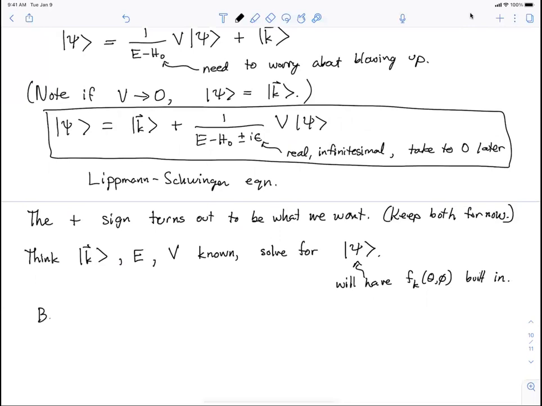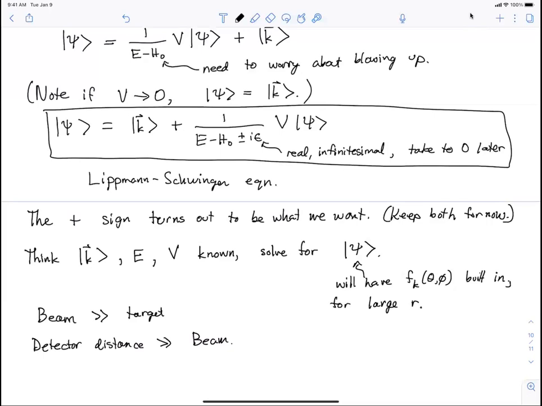Let me write this down. Beam size, much, much larger than target, but the detector distance is much, much larger than the beam. Okay, and that's why we're allowed to look at large R. And so when I say the scattering amplitude is built in, that is really at large R. All right, so we will attack that next time.